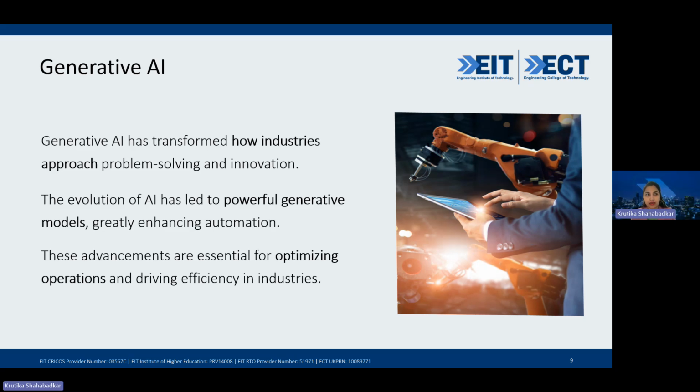Gen AI has revolutionized how industries approach problem solving and innovation. Unlike traditional AI, which mostly classifies or predicts, generative AI creates. So it generates new content, ideas, and solutions. This capability opens new doors for automation and operational efficiency across many sectors, especially industrial automation.